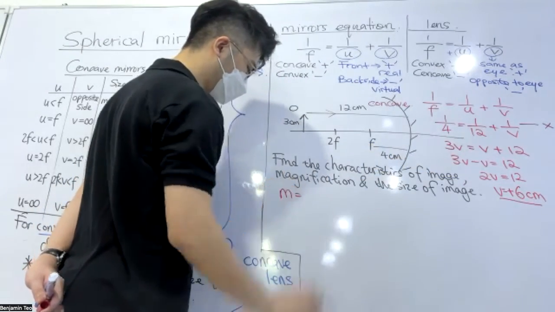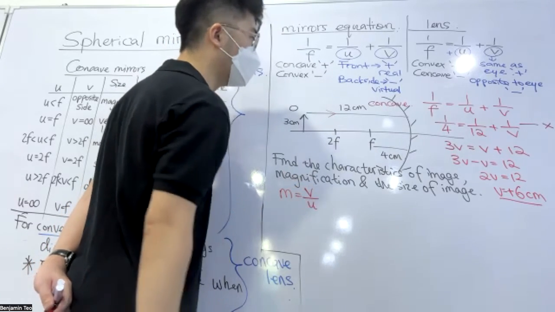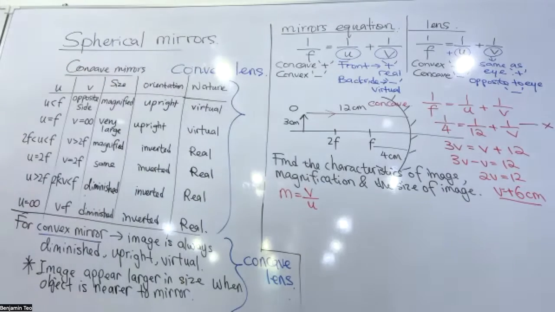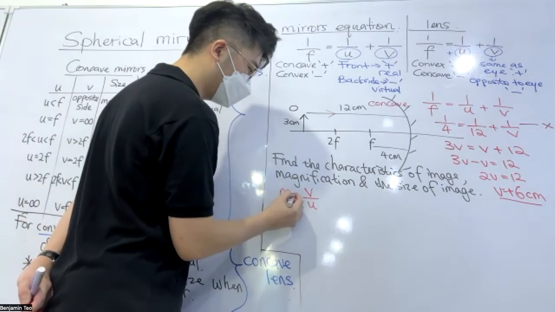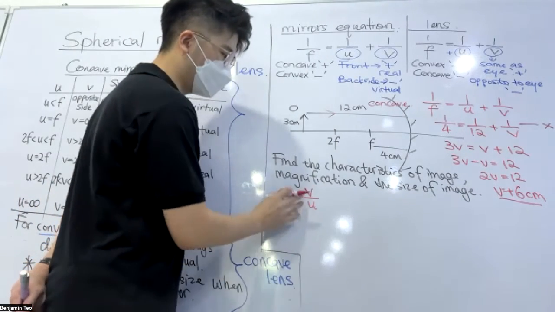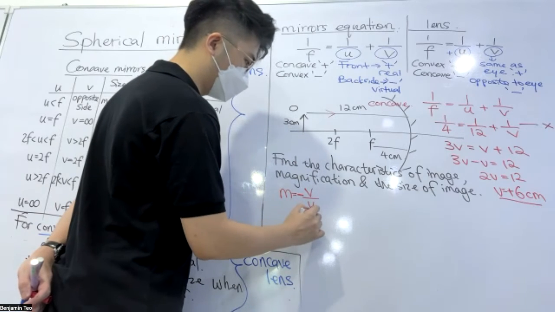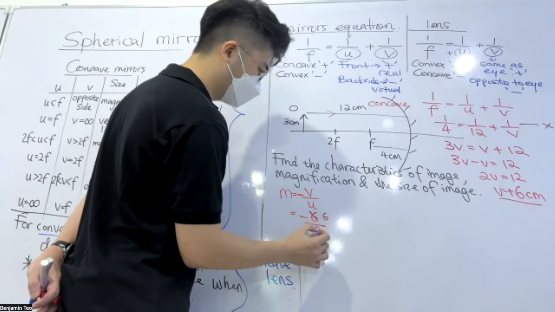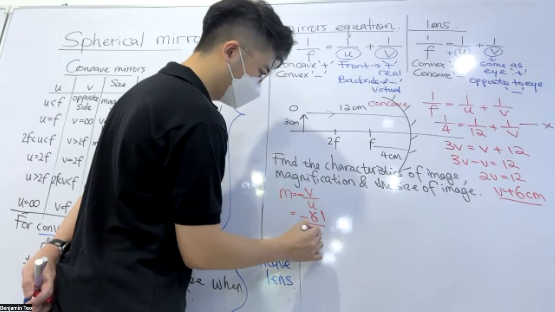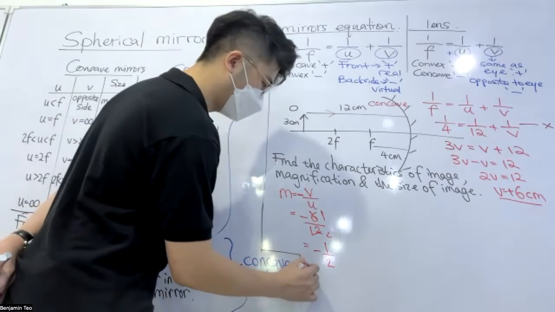Now, magnification is P over U. You can do minus P over U if you want to see inverted or diminished or upright. So minus 6 over 12. Minus 1 over. So inverted.